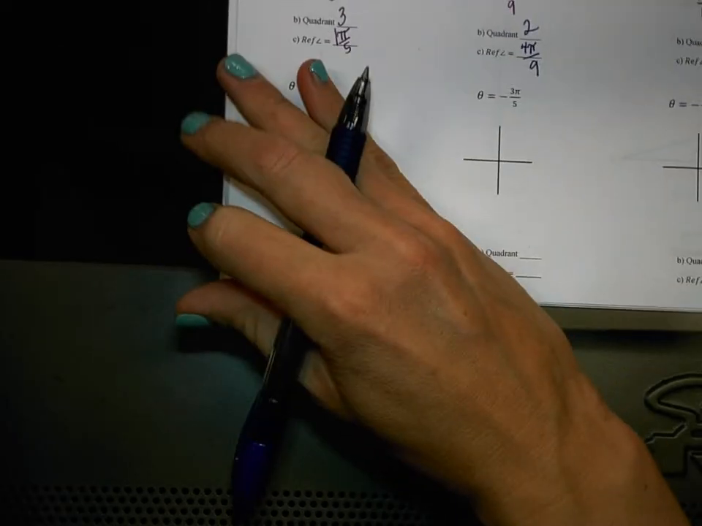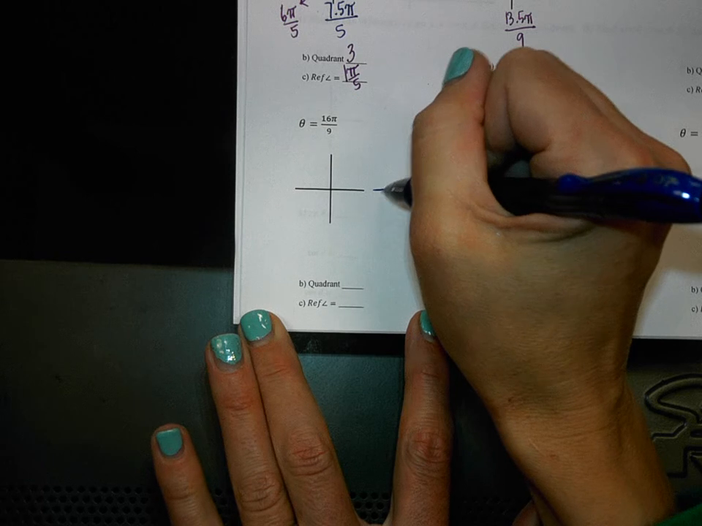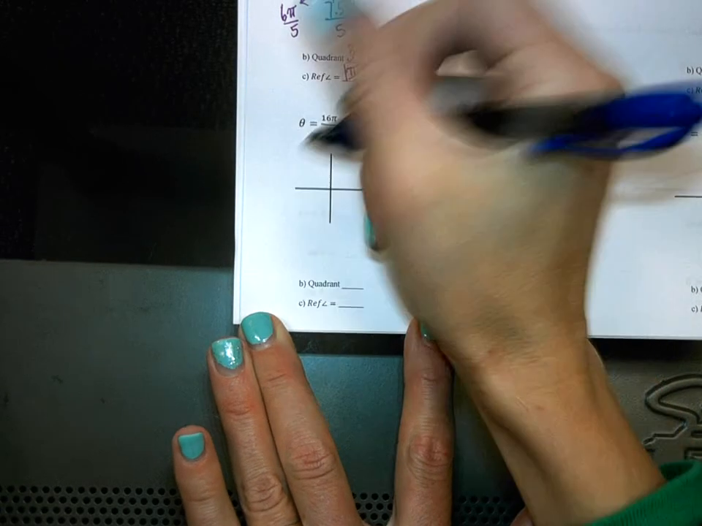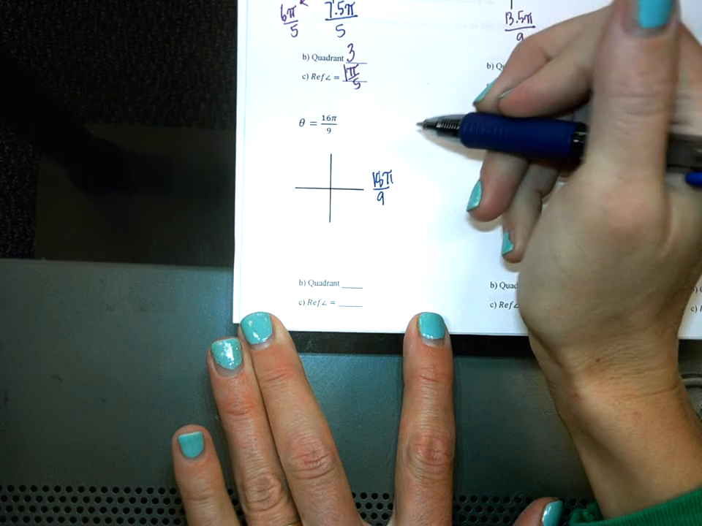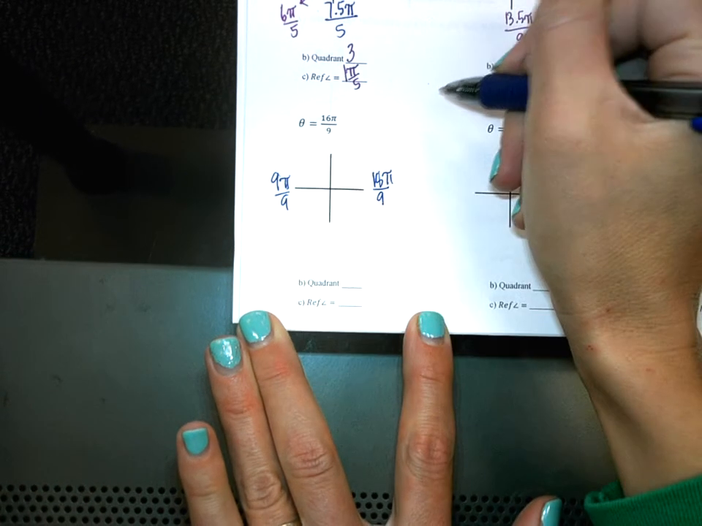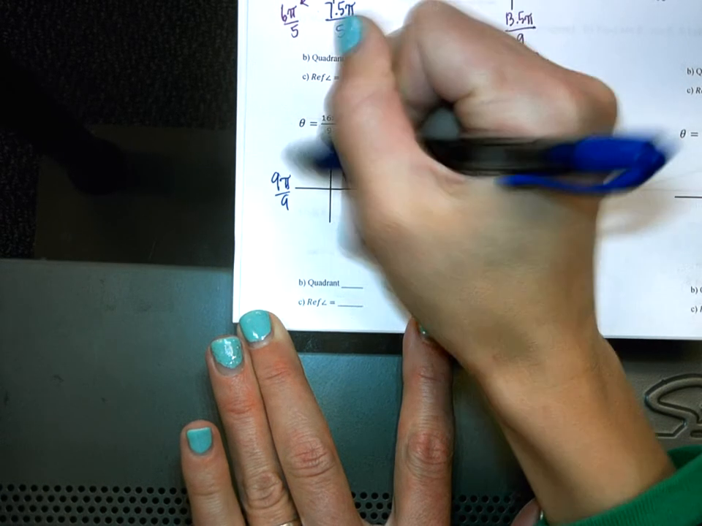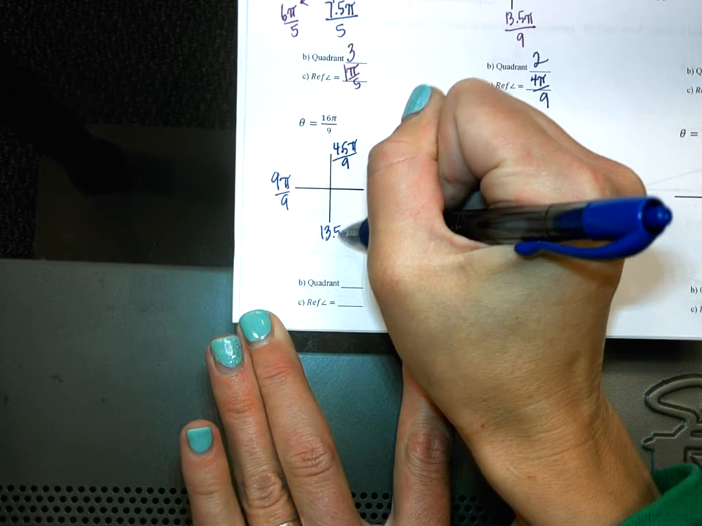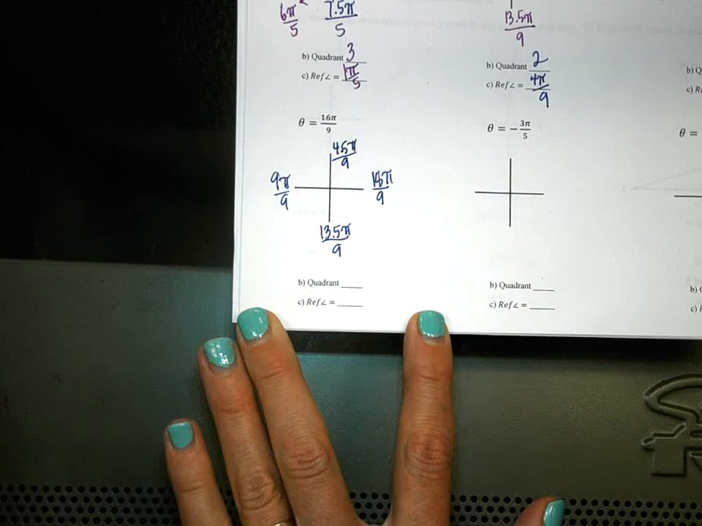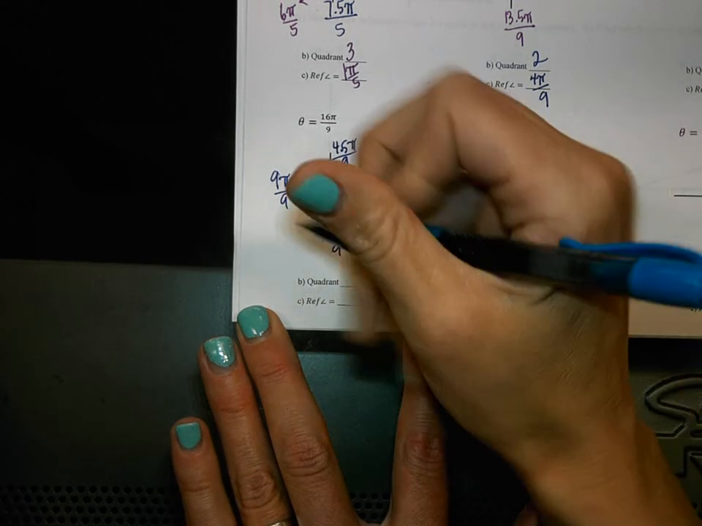Okay, next one. My denominator on this one's going to be what? 9. Okay, what's going to go on top of this side? 18 pi. Over here, on the left side, it's going to be 9 pi over 9. Half of 9 is 4.5 pi over 9, and then we add that and we get perfect. Okay, so which quadrant will 16 pi over 9 be in? Quadrant 4 is correct. Very good.